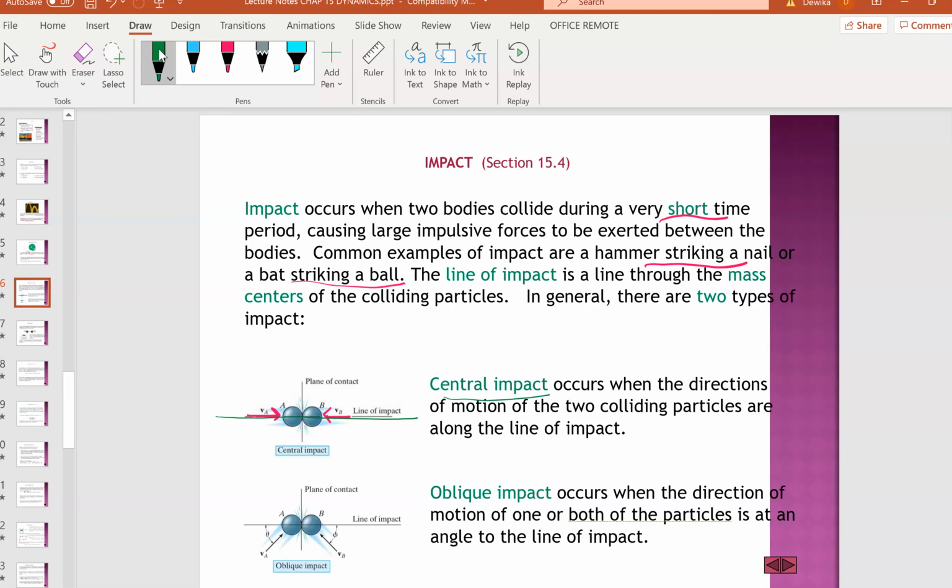Now, central impact occurs when the directions of motion of the colliding particles are along the line of impact. So you have one going here, one going here. This is central impact. Oblique impact happens, for example, during a billiard ball game, and of course accidents also, when the direction of motion of one or both particles is at an angle. For example, this comes in this direction, this comes in this direction, but the line of impact is a straight line here. So these are the two types of collision impact: the central impact and the oblique impact.